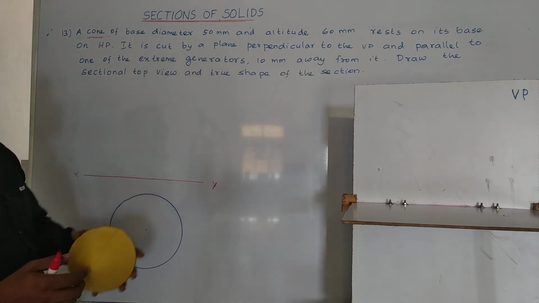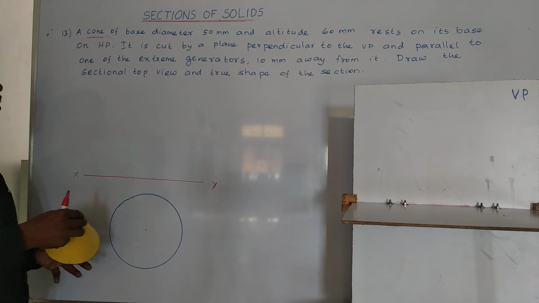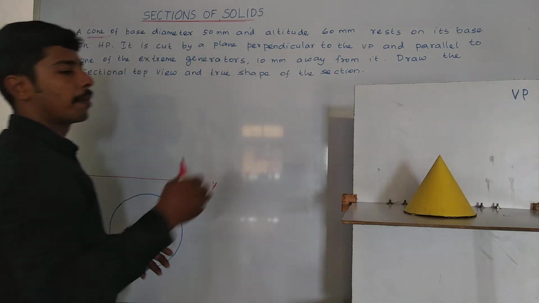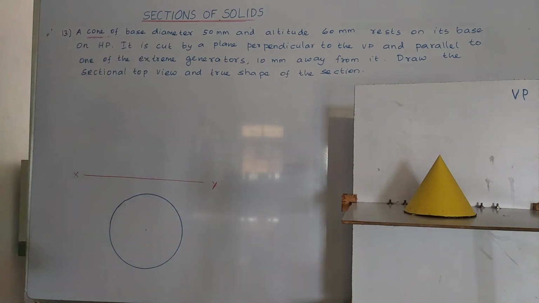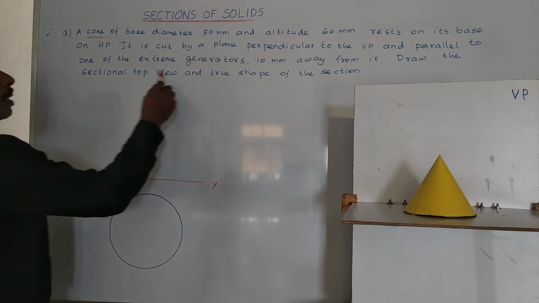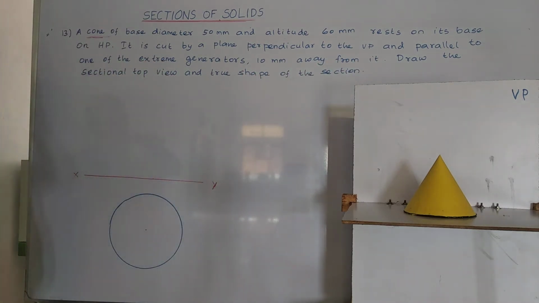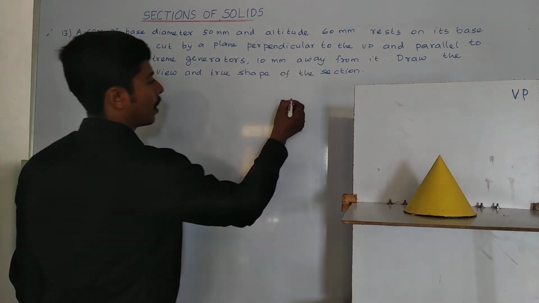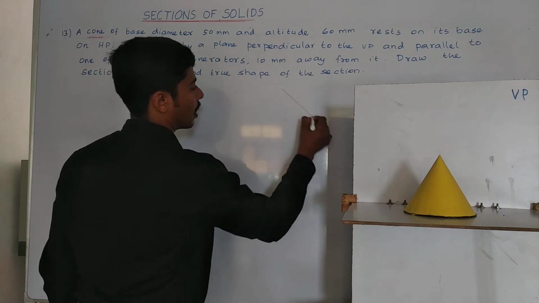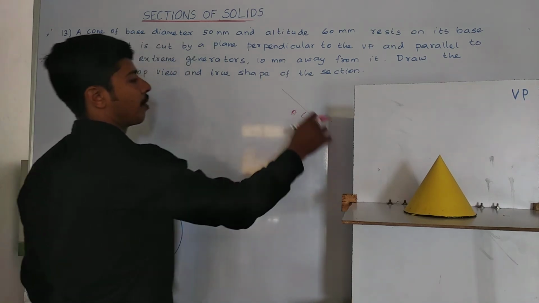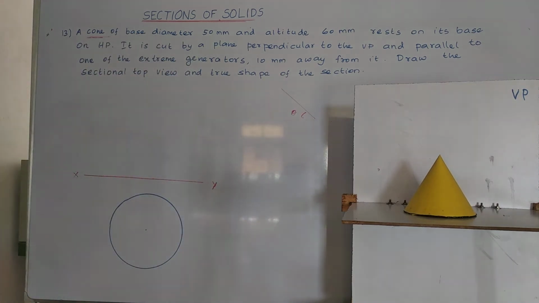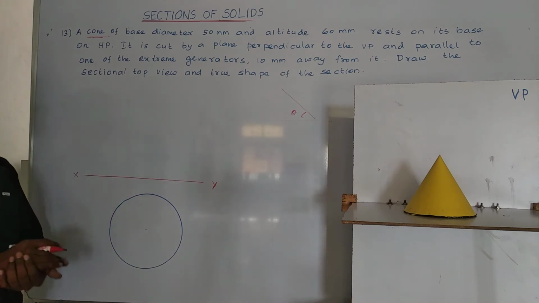And altitude also 60 millimeter. Rest on its base on HP. And it is cut by a plane perpendicular to VP and inclined to HP. So the section is going to happen in the front view above the XY line, perpendicular to VP and inclined to the HP.